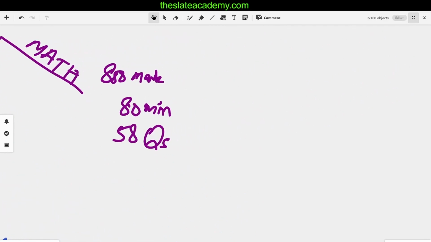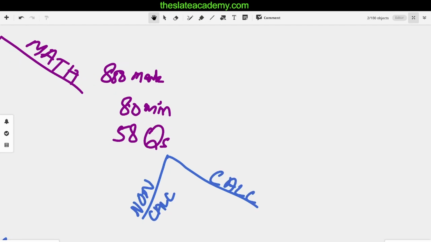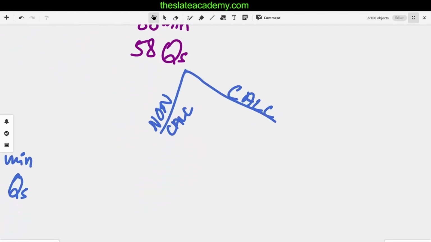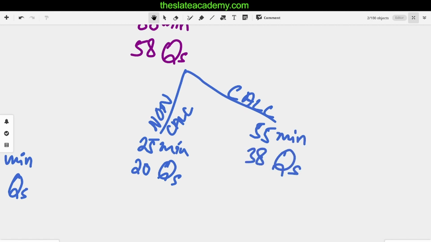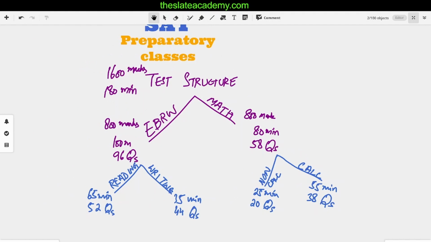There would be a non-calculator portion and there would be a calculator portion. For the non-calculator portion, you'll have to answer 20 questions in 25 minutes. So you'll have 25 minutes in which you'll have to answer 20 questions. Whereas for the calculator portion, you'll have 38 questions for which you'd be allowed 55 minutes. So in 55 minutes, you are to answer 38 questions. So this is the overall test structure for SAT.